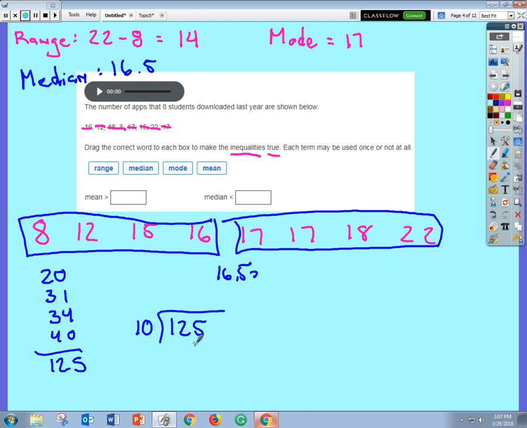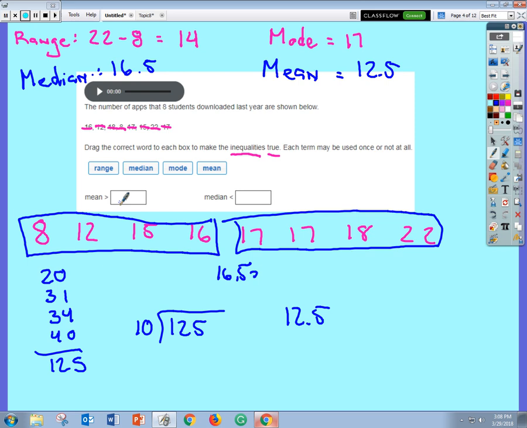I'm dividing by 10. It kicks the decimal over 1. That gives me 12 and a half. So the mean is equal to 12 and a half. Now let's take a look here. It says the mean is greater than something. Well, unless I did something wrong, I have the mean being greater than nothing.